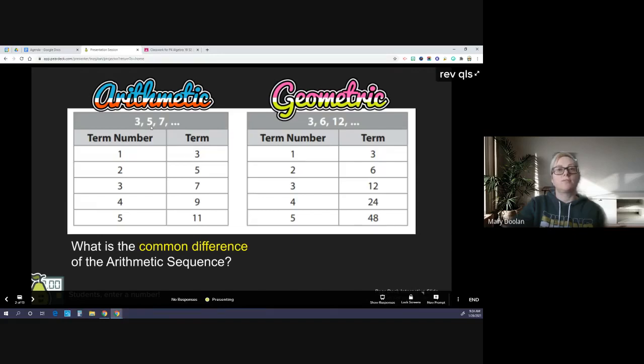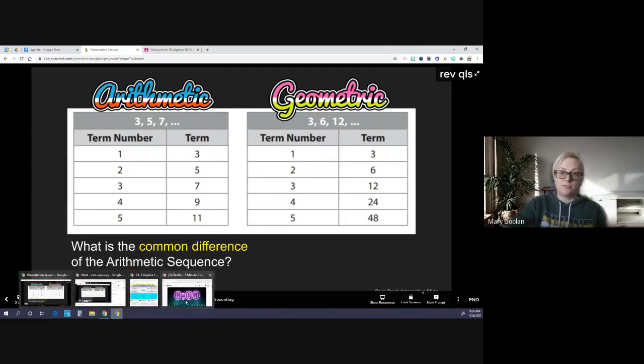3, 5, 7, 9, 11. Okay, so the geometric one will come next. But right now, what is the common difference of this arithmetic sequence? So I'm gonna give you a couple minutes to answer this question.